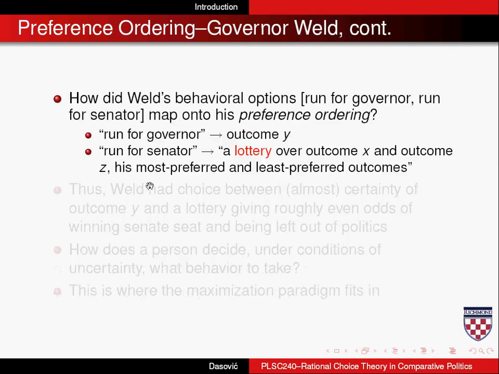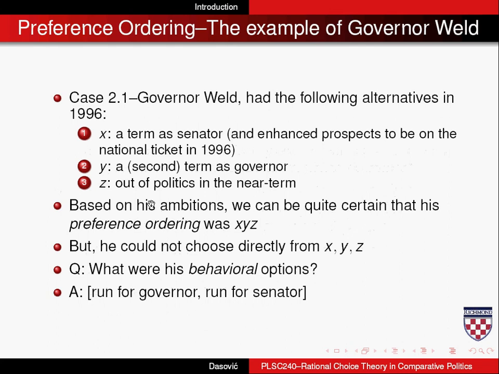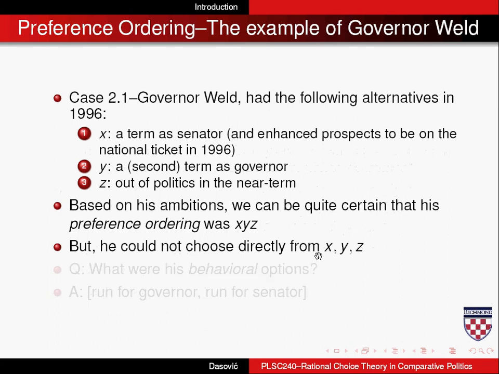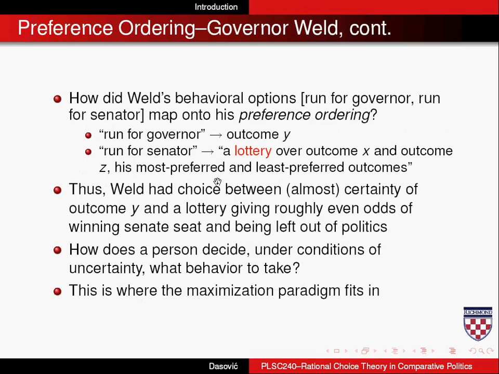And we talked about how if he could choose directly from X, Y, and Z, then it would simply be easy, but he can't, right? Because he can't choose to be senator. What he can choose to do is either run for senator or run for governor. Okay, so that's what we talked about.